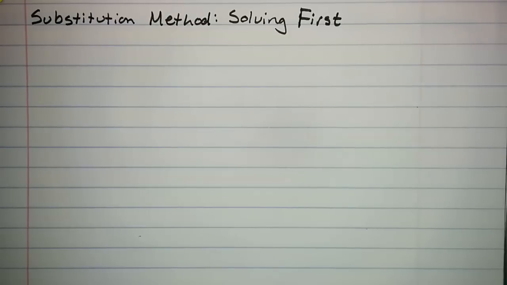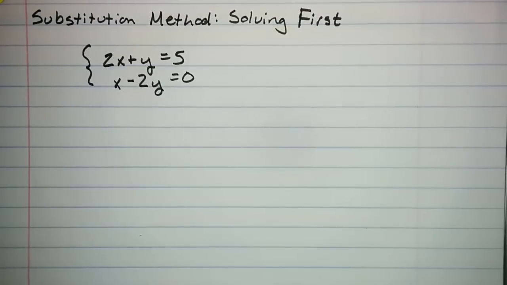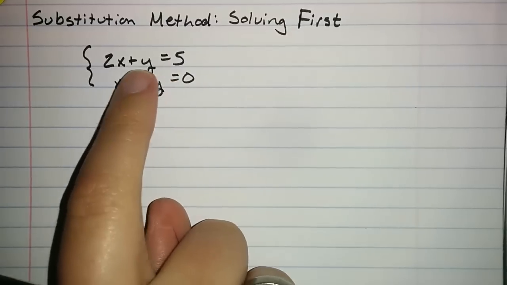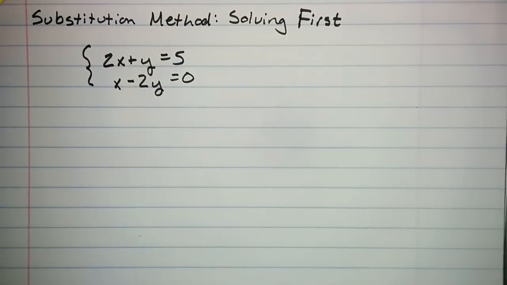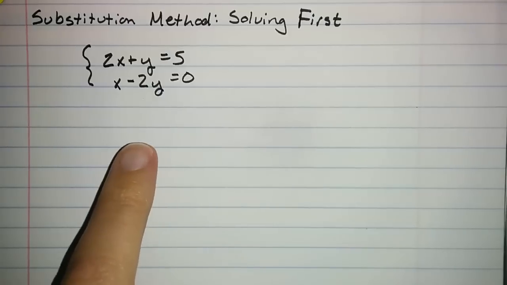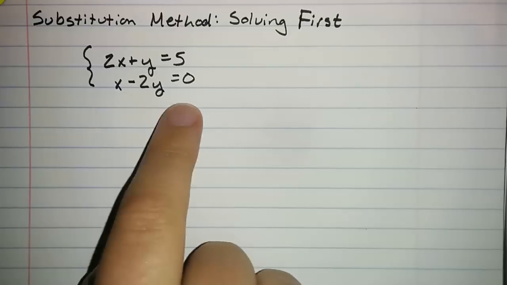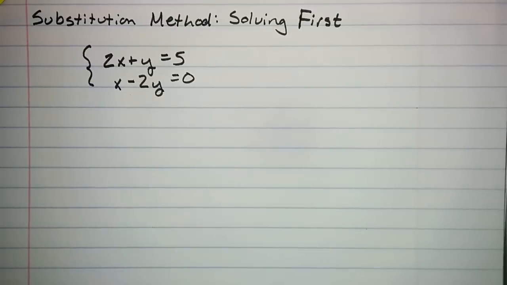Sometimes we get a system that isn't quite set up to make substitution easy, but it's pretty close. For example, consider this system: 2x plus y equals 5, and x minus 2y equals 0. Now, neither one of these equations is in the form x equals something or y equals something. But it looks like it would be pretty easy to solve this equation for y, or to solve this equation for x.